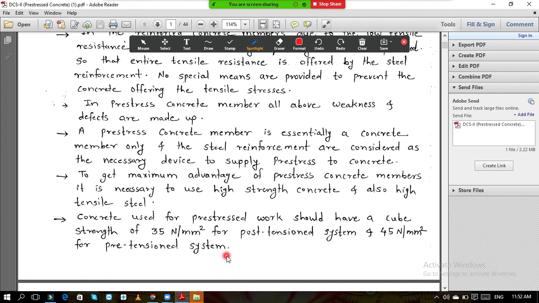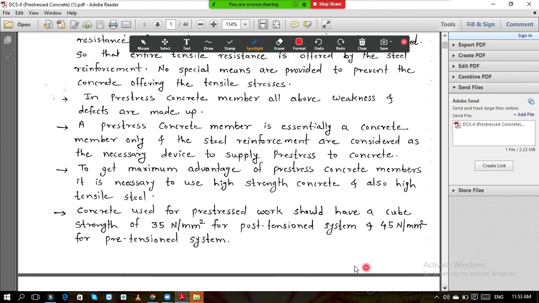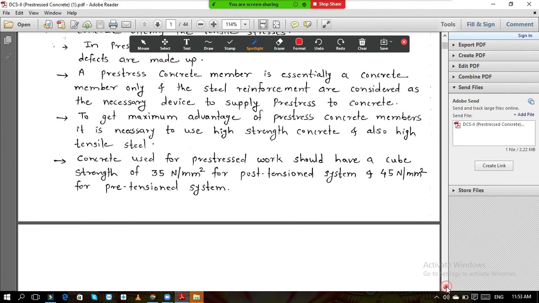Okay, just now you saw that concrete we are using for prestressed work should have a minimum cube strength of 35 Newton per mm square for post-tensioning and 45 Newton per mm square for pre-tensioning. Okay, these are the minimum cube strengths. So M35 grade concrete minimum for post-tension and M45 grade concrete minimum for pre-tension system of the prestressing.